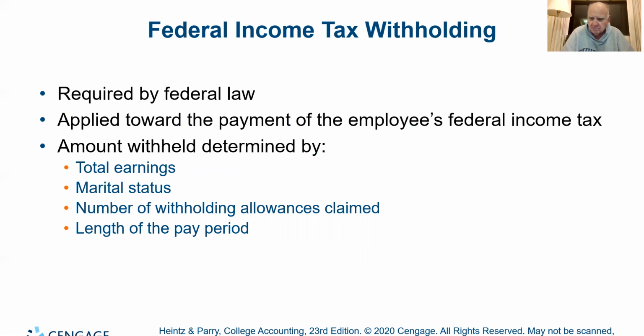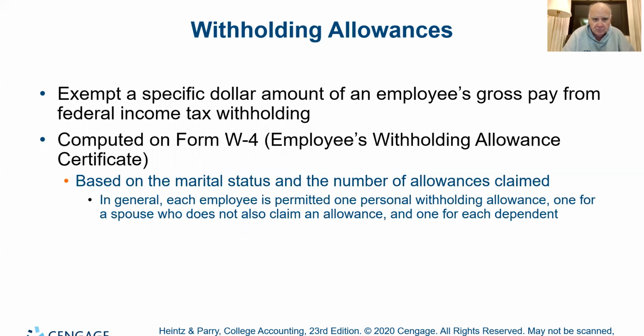Federal income tax is required by the feds, required by federal law. And whatever the company collects from you, they have a fiduciary duty to turn that money over to the federal government on your behalf. And the amount they're going to take out of your paycheck is going to be based on how much you make, your marital status, the number of allowances you're claiming, and the length of the pay period. Withholding allowances exempt a specific dollar amount of an employee's gross pay from income tax withholding.